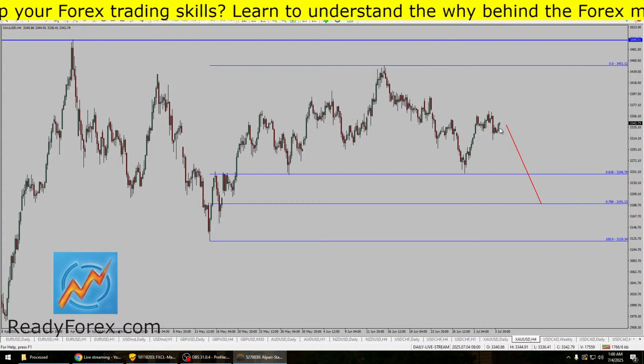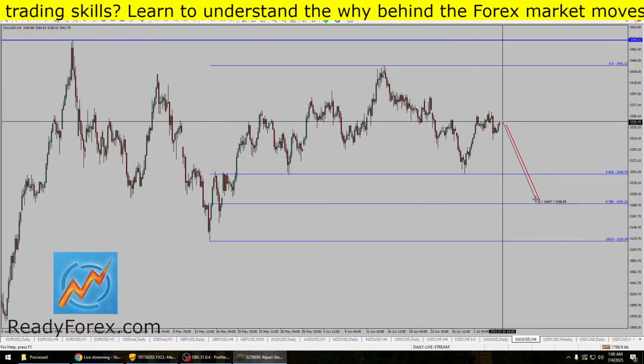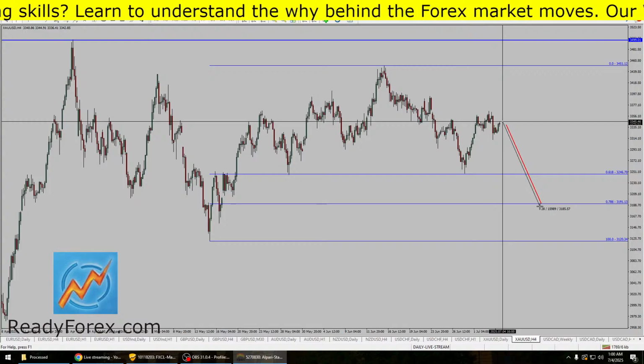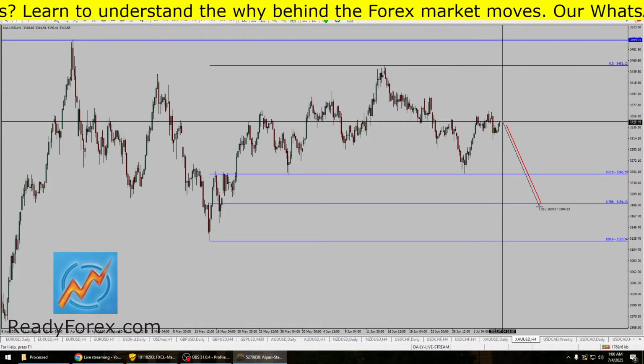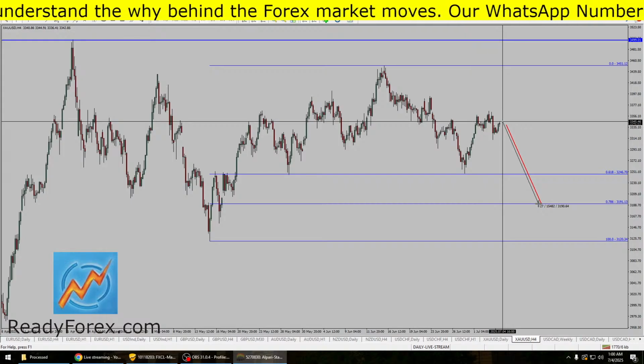So it seems to me market is going to move a little bit sideways over here, and then the chances are that XAUUSD currency pair is going to drop towards 0.786% Fibonacci retracement level.